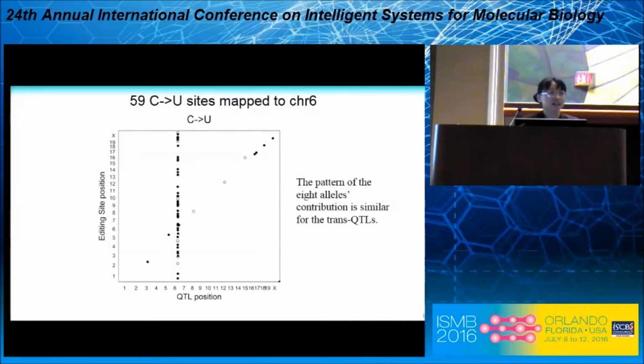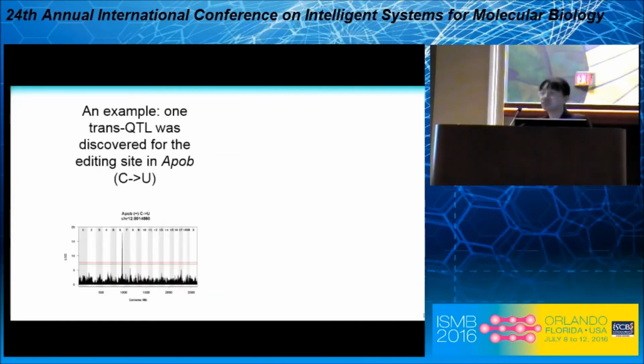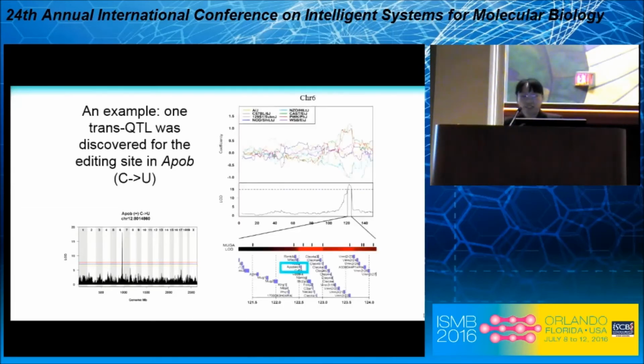And very interesting, the pattern of the 8 allele contributions is similar for all the QTLs. It's a surprising result. And here shows an example for the most well-studied C2U editing site in ApoB. It's on chromosome 12, mapped to chromosome 6. And here shows the enlarged region of chromosome 6, and this is the peak. And here shows the coefficients from the additive model for the 8 alleles. And they form 4 groups. I hope you can see clearly. So this 2, 1 group, and this 2, 1 group, and here are 3, and here is 1.